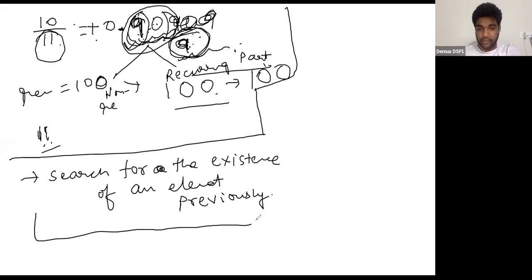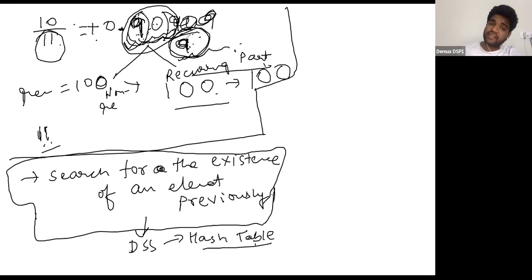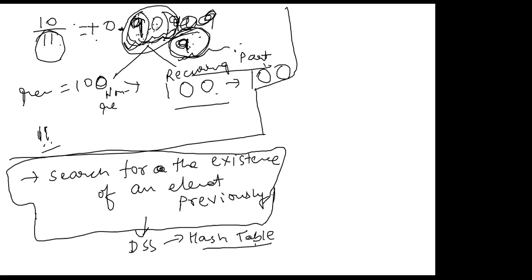And this is a pattern. If you see questions wherein you have to do this, then the first thing that should come into your mind is a dynamic search structure, like a hash table. So basically in the hash table, you store which numbers you have already gotten in the past. And at any point in time, you can search whether this element is in the table or not. So if it is in the table, what does that mean? That means that you encountered this element previously, right? So you can stop.